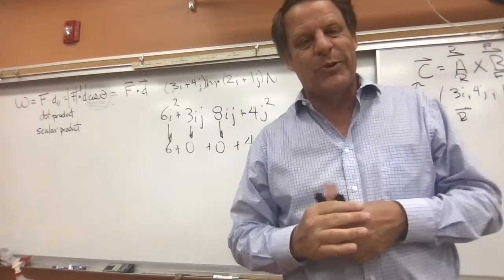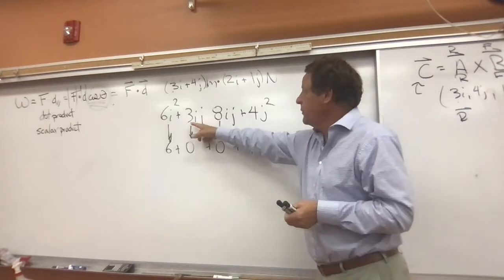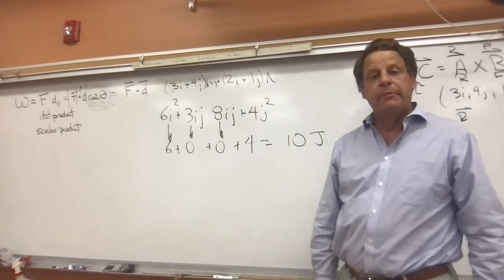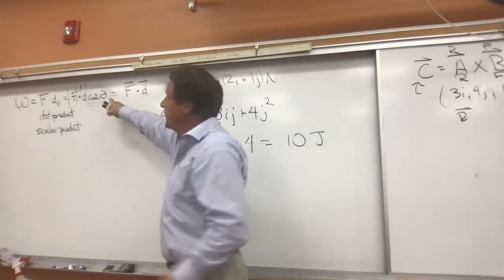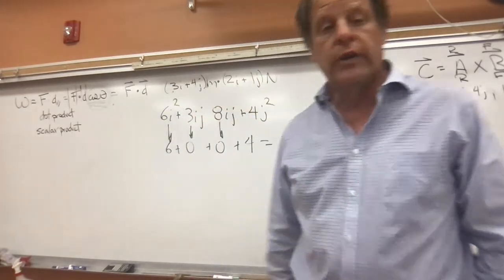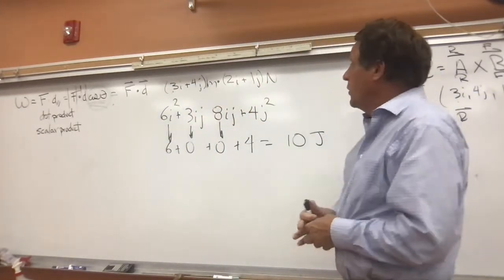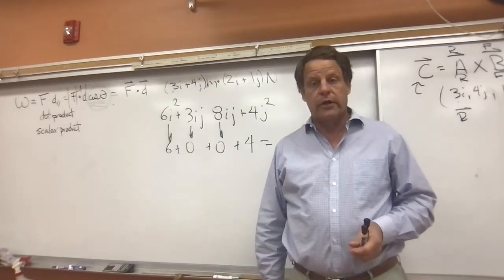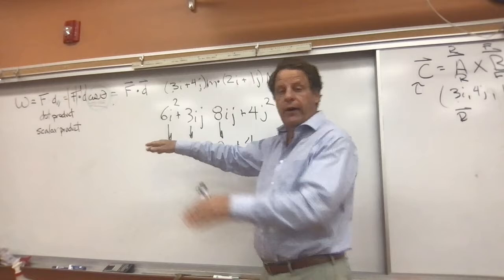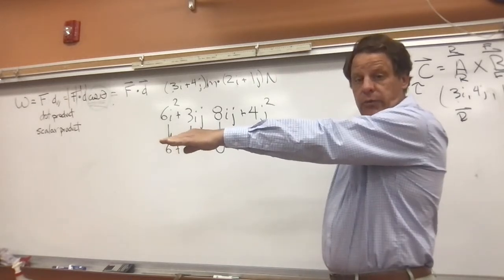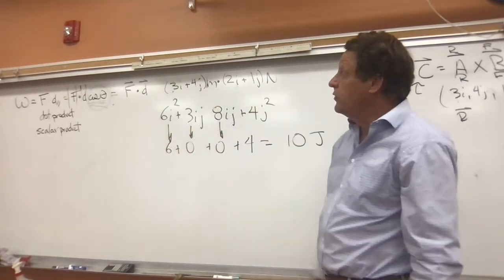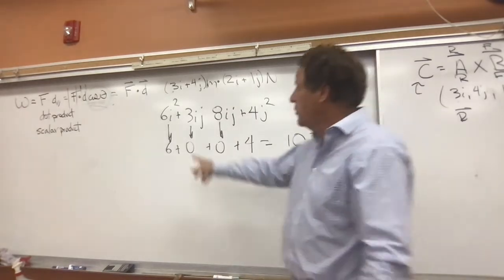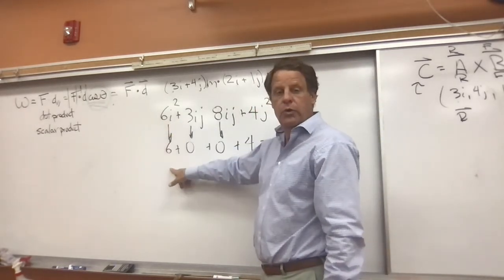So the obvious question there is, how come 3IJ is equal to 0 and 8IJ is equal to 0? The answer is, if we go back and look at that FD cosine theta, remember that these vectors are essentially going in the X and Y direction. If we have I times I, they're in the same direction, so we take the cosine of 0 degrees, and the cosine of 0 degrees is 1. So we're basically saying 6 times 1, which is 6.